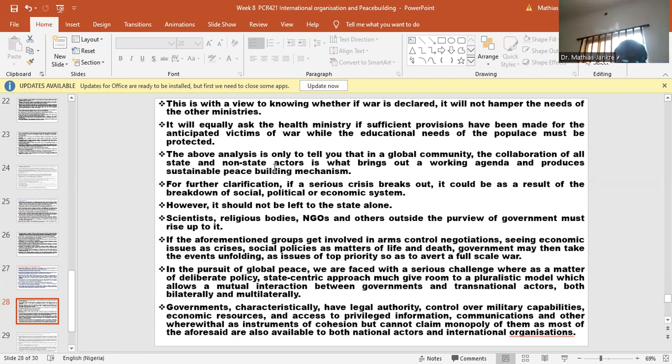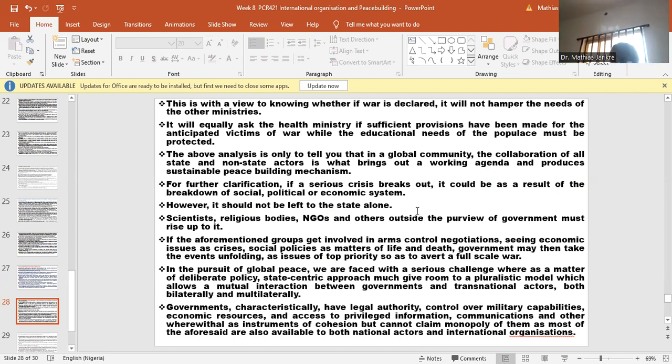It could be as a result of the breakdown of social, political, and economic systems. However, it should not be left to the state alone. Scientists, religious bodies, NGOs, and others outside the government must rise up to it. And in this instance, if the aforementioned groups get involved in arms control and negotiation, seeing economic issues as crises and social policies as matters of life and death, government may then take the events unfolding as issues of top priority so as to avert full-scale war.